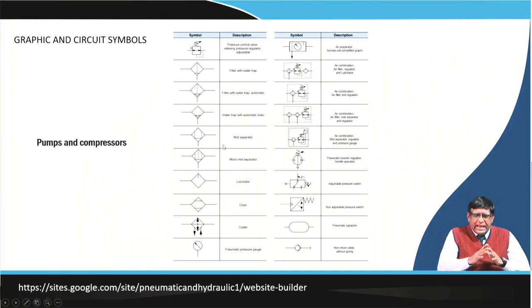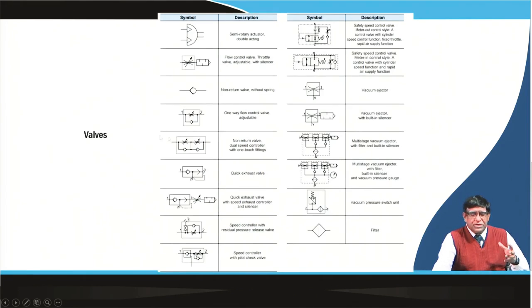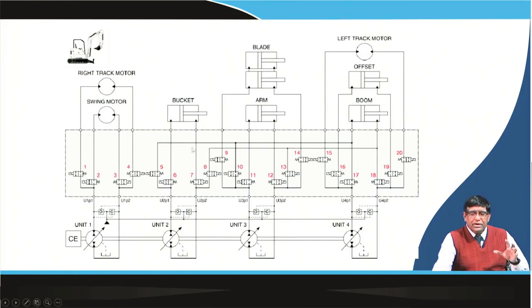Now, as symbols, if you refer to any books on hydraulics and pneumatics, you will see that different symbols are used for pumps and compressors. Different types of pumps and compressors are used in different circuits. Similarly, there are different types of valves which control the whole circuit, and different types of actuators. They are all symbolically represented, and these are used to make a particular circuit.